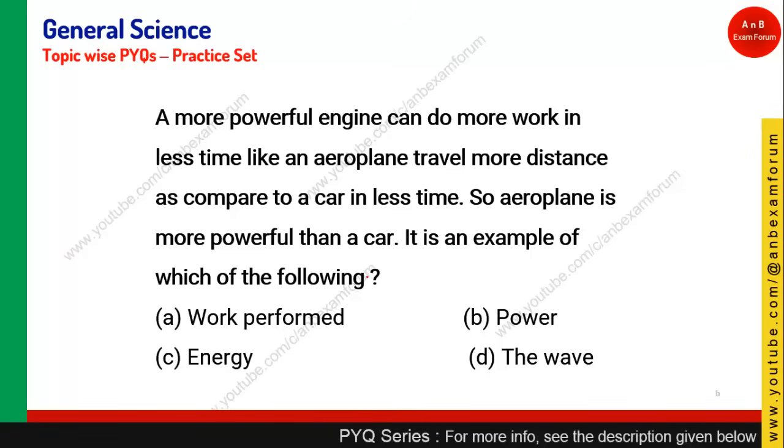Okay, it is basically telling how powerful a vehicle is. Since I am traveling in an airplane, I can reach the distance far in less time. So I am doing more work in less time, so I am basically more powerful. Okay, so it is nothing but the example of power. So which one is powerful? Aeroplane is powerful because it is doing more work in less time.